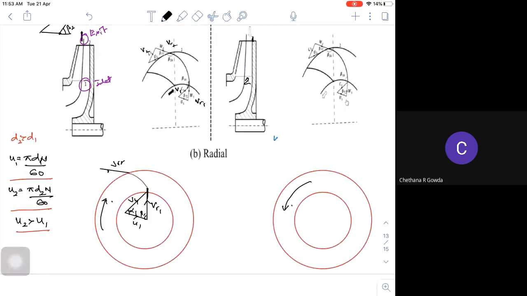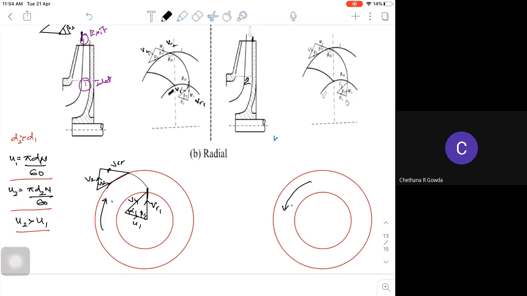This is my VR2. Fine. Then this will be my corresponding U, and this will be my V2. And you have to be very careful here.